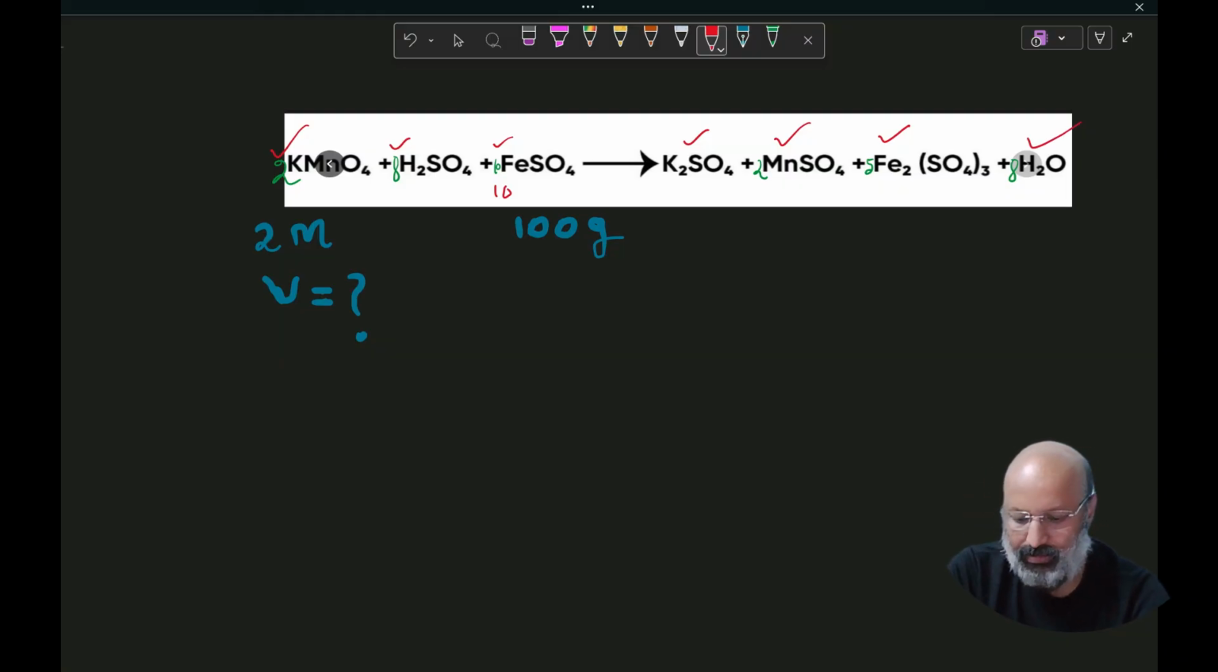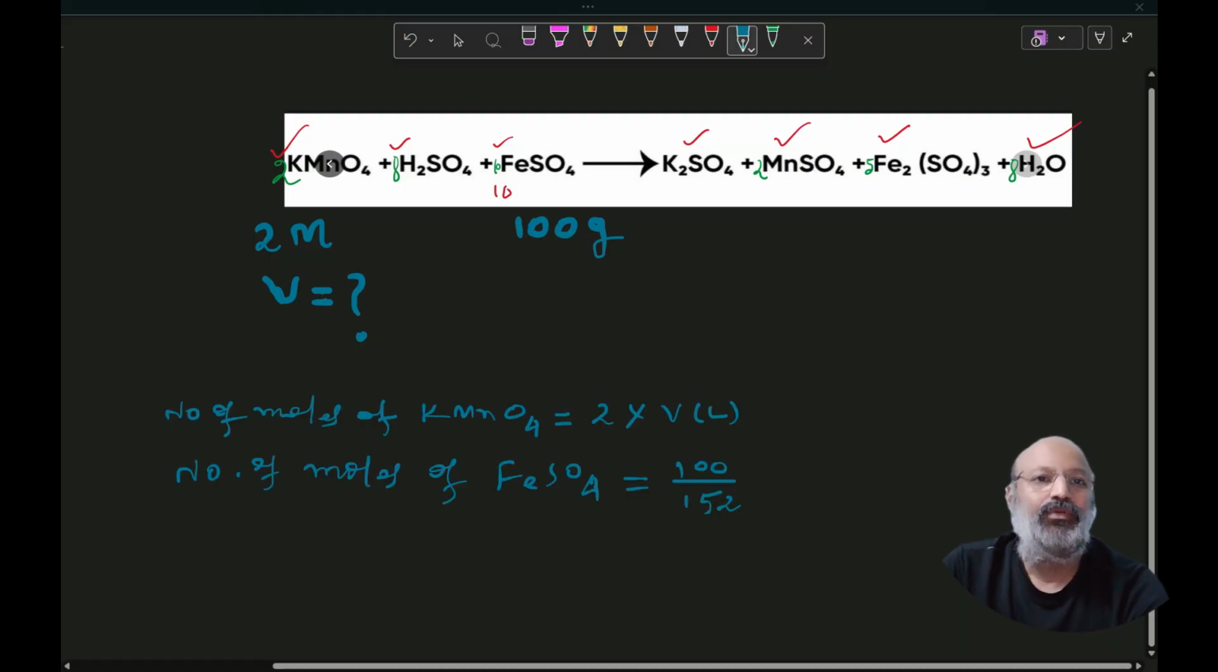Okay. Now calculate the number of moles of FeSO4 and KMnO4 as follows. So I have calculated the number of moles of KMnO4 by multiplying molarity into volume in liter. So the number of moles will be calculated like that. And for FeSO4, it is given mass upon molar mass. So those numbers of moles have been calculated.